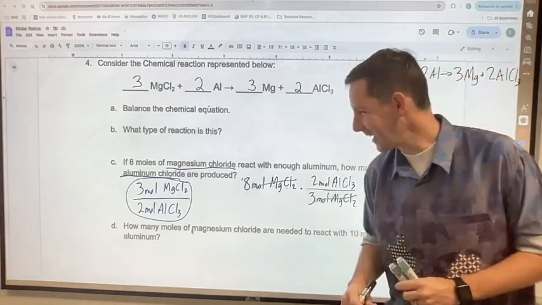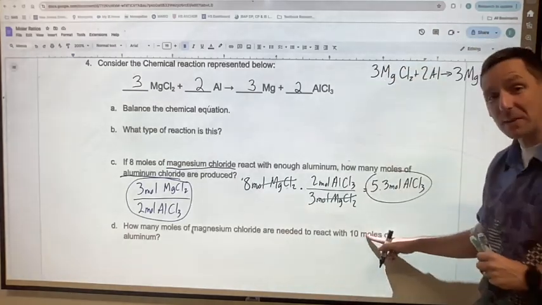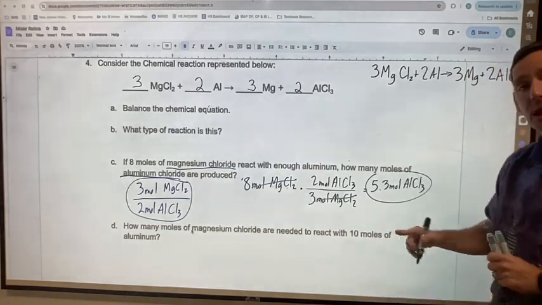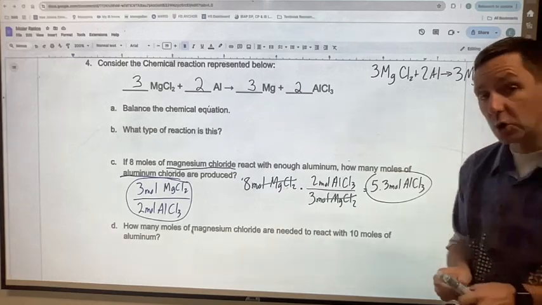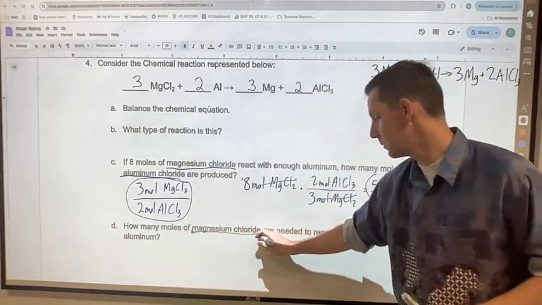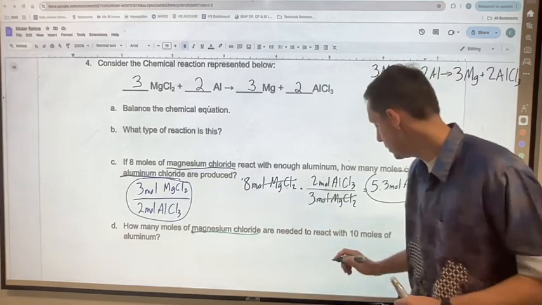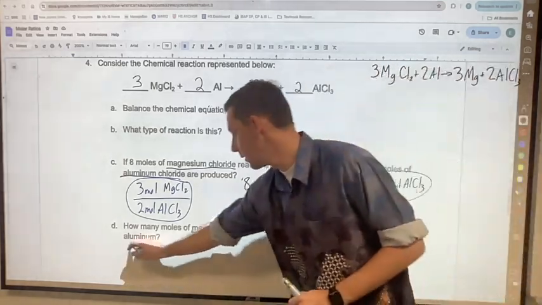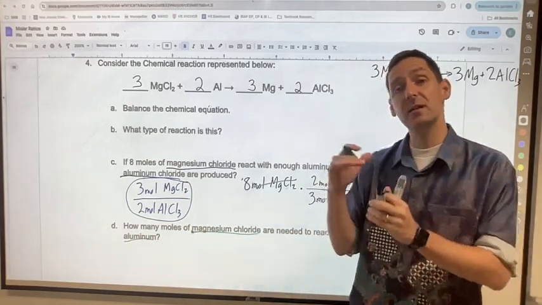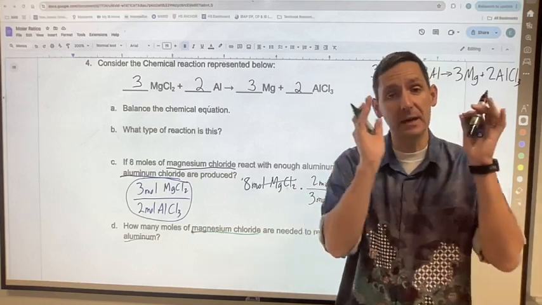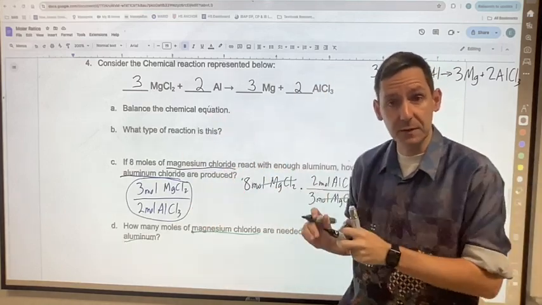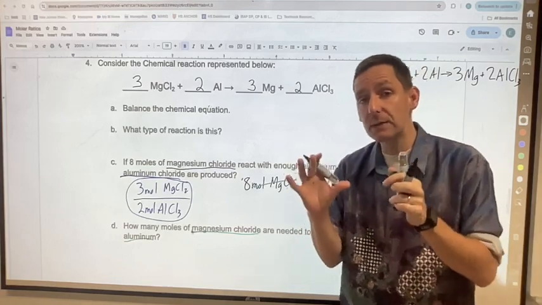All right, here we go. How many moles of magnesium chloride are needed to react with 10 moles of aluminum? Okay, so look at the things that it's giving us. It's talking about how many moles of magnesium chloride are needed to react with 10 moles of aluminum. So my first thing is to write a mole ratio that connects those two, because it's saying how many moles of this are needed for this based off of these moles. So those are always going to be mole ratios.